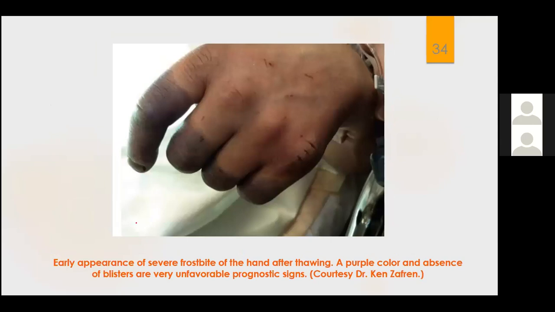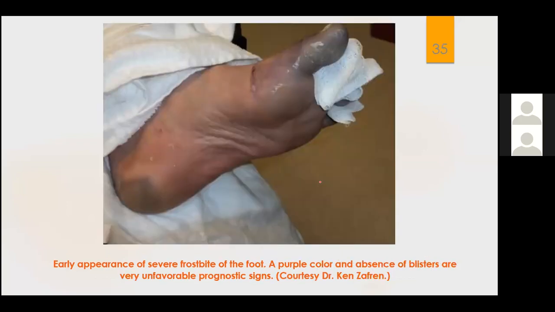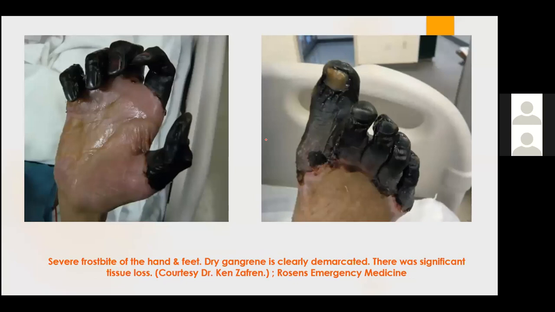This is an example of the early appearance of severe frostbite of the hand after initial treatment. The purple color and absence of blisters after the treatment is a very unfavorable prognostic sign. This is also an example of severe frostbite of the foot. A purple color and absence of blisters are very unfavorable prognostic signs of frostbite. This is an example of severe frostbite of the hands and feet. In the picture you can see dry gangrene, which is clearly demarcated, and this will lead to further significant tissue loss.